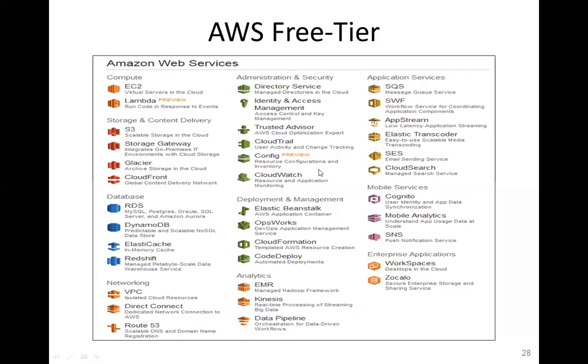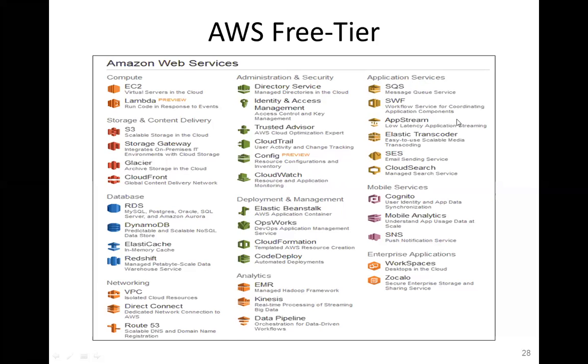What people in your organization are doing through AWS is being managed through the CloudWatch service. That is basically how they are utilizing the resources, and how applications are monitored, through the CloudWatch service. Next is application services. SQS service, message queue service, simple. SWF workflow services for coordinating.